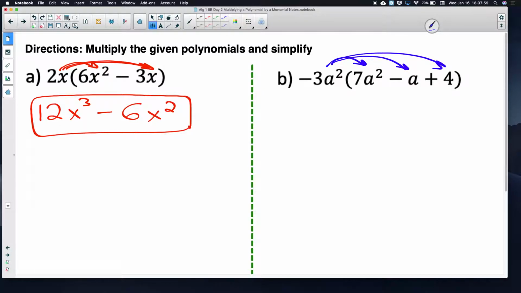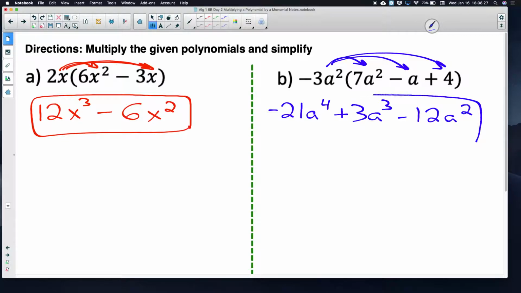If I look at that, I've got negative 3 times 7. That's going to give me negative 21. a squared times a squared, that's going to give me a to the fourth. I've got negative 3a squared times negative a. That's going to give me positive 3a to the third power. And then last but not least, I've got negative 3a squared times 4. That's going to give me negative 12a squared. No like terms, nothing I can simplify. That's all we can do.